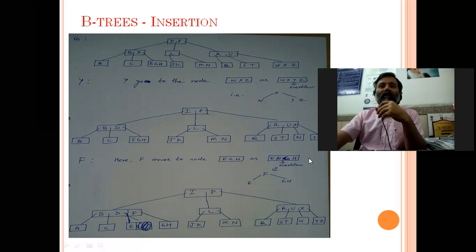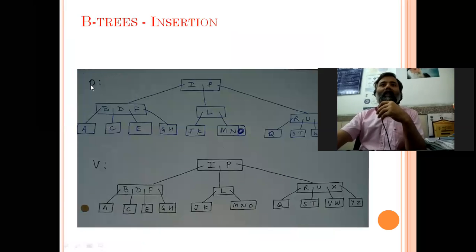You can see F will be here, so again it will be split. EFGH, so EFGH. Now O will be here, and V will be here. So this is all about the insertion in B tree.